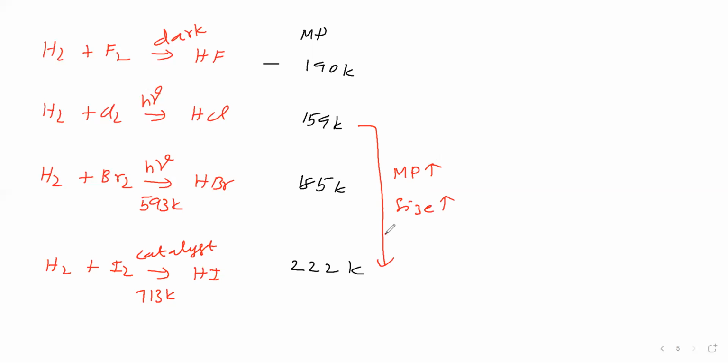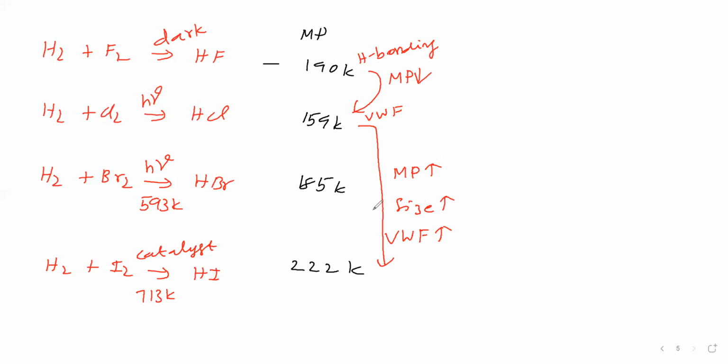increases, van der Waals force increases, therefore melting point increases. From HF to HCl, melting point decreases because in HF hydrogen bonding is there, in HCl van der Waals force is there, therefore HF has a higher melting point when compared to HCl.